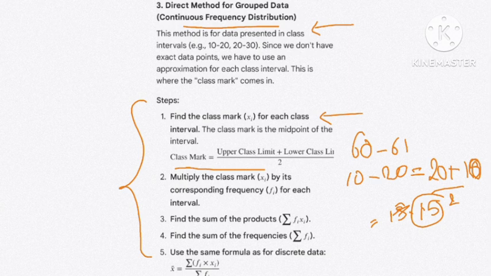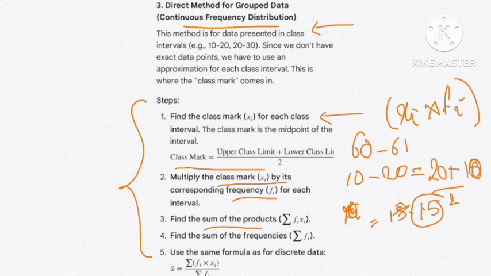Now second step, multiply the class mark xi by its corresponding frequency fi. So the second step is multiply xi into fi. Third step, find the sum of the products, which means we have to sum up all of these values fi into xi. Fourth step, find the sum of the frequency, sigma fi.